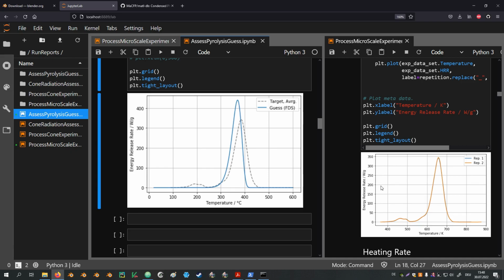These reactions are then used to approximate the MCC results that we have processed earlier. For the discussion on how the dataset was prepared, you can click on the card in the corner to watch the respective video. We will use the resulting FDS input file later on as a template for our inverse modeling process.